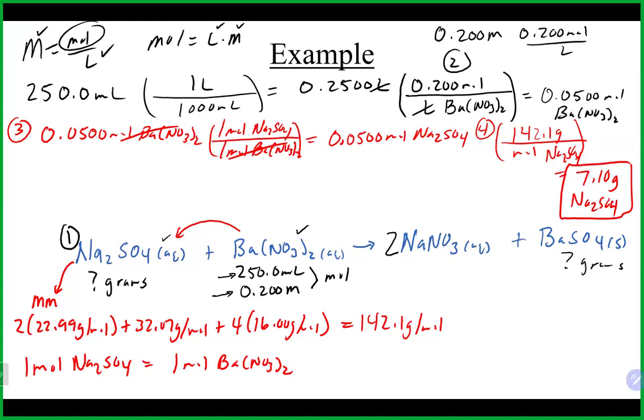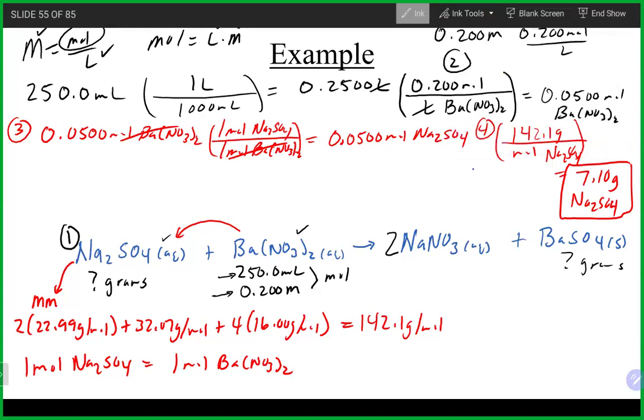Any questions on the first part of the calculation? So really it's the same 4 steps. The only difference here was step number 2: molarity and volume to get to moles, rather than molar mass. Any questions up there? In this question, we also wanted to know how much of the barium sulfate we would make.